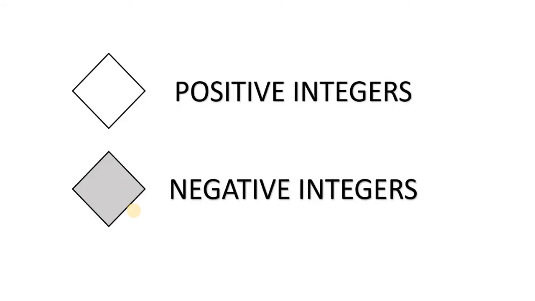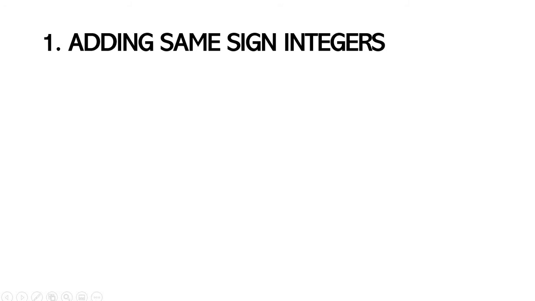The absolute value and addition and subtraction of integers. Now, we will add and subtract integers. So, using this illustration, the white diamonds will represent positive integers and then the gray diamonds will represent negative integers, in our examples. Okay, let's start with adding same sign integers. Same sign means both positive or both negative.